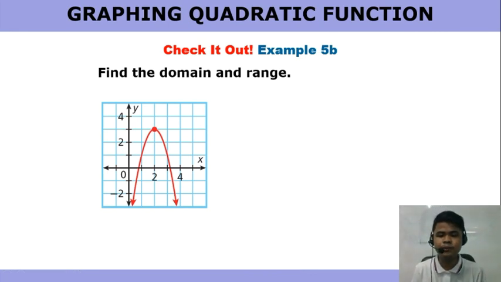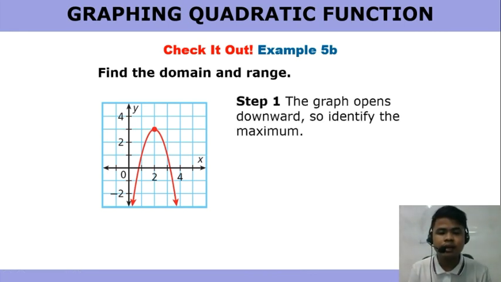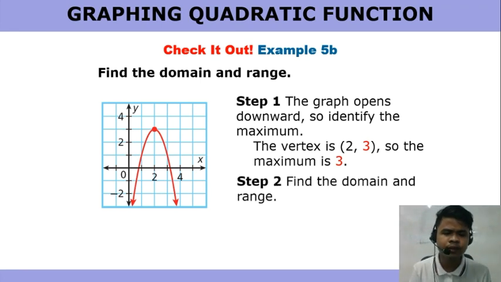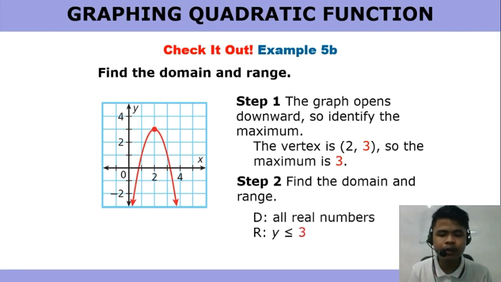Okay, another example. First, okay, identify the maximum. Maximum siya kasi it opens downward. Okay, the vertex is 2, 3. So, the maximum is 3. Take note that we always base on the minimum or the maximum value in finding the range. Step 2, find the domain and range. Okay, the domain is all real numbers. And since the parabola opens downward, we'll use the sign less than equal. So, y is less than equal 3, which is the y value or the maximum value.